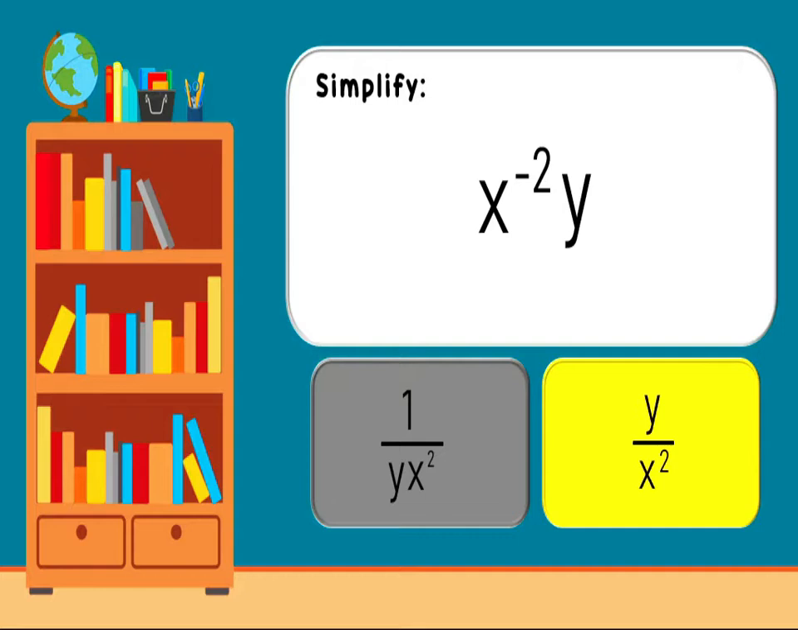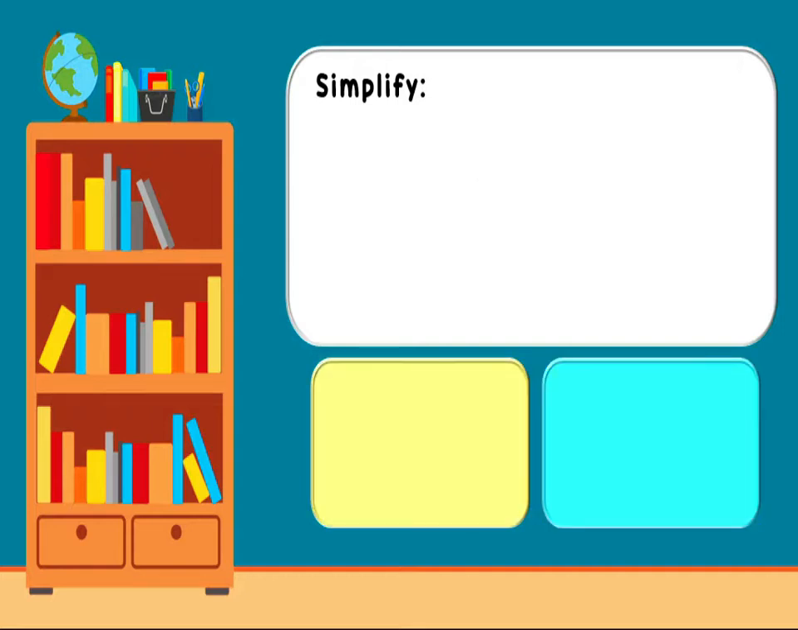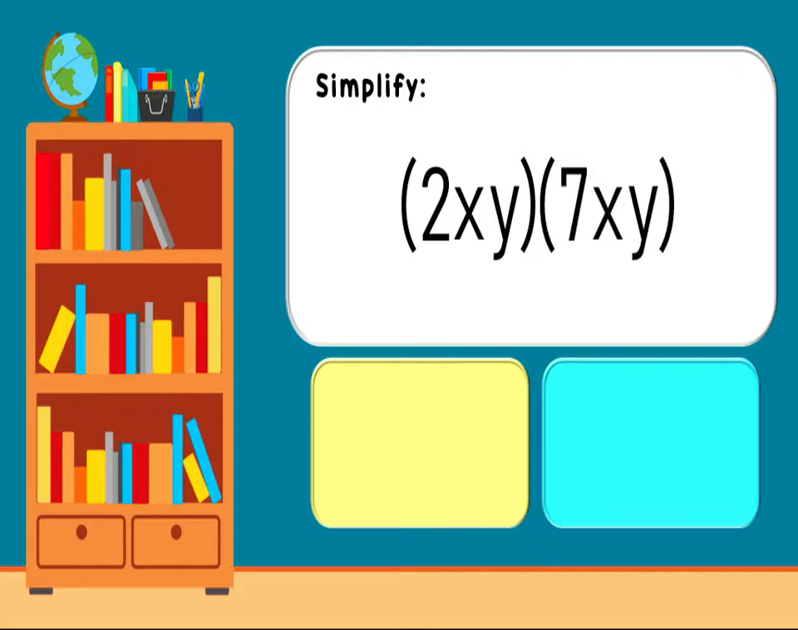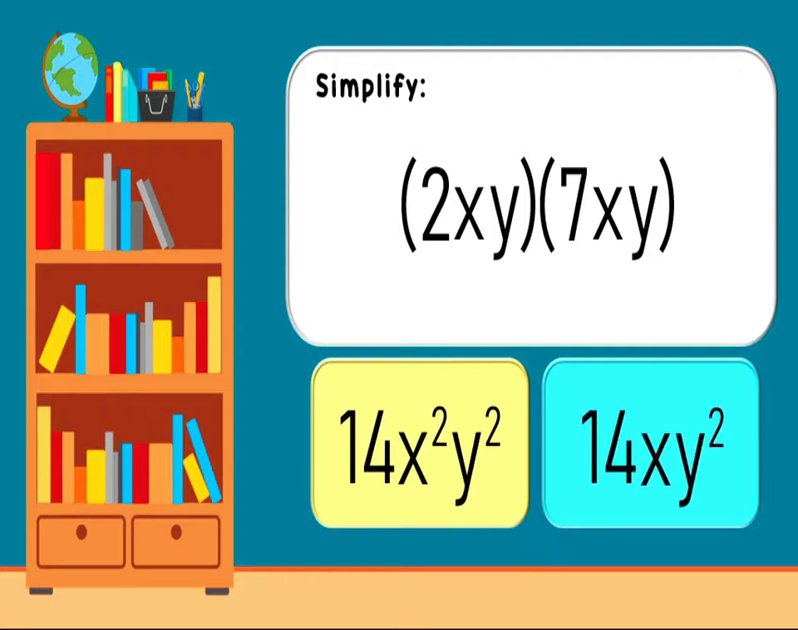Doing great? Let us continue. This time, simplify 2xy multiplied by 7xy. For daffodil, it's 14x raised to the second power, y raised to the second power. While for cyan, it's 14x y raised to the second power. Is it daffodil or cyan?